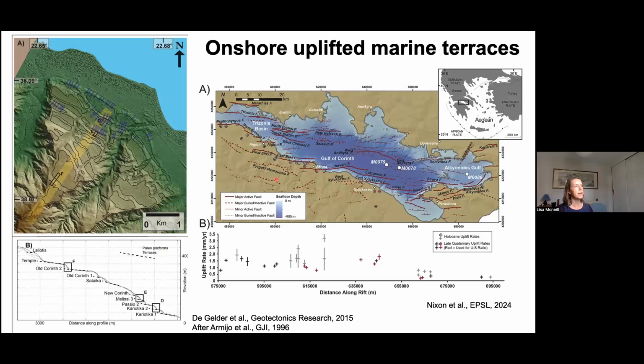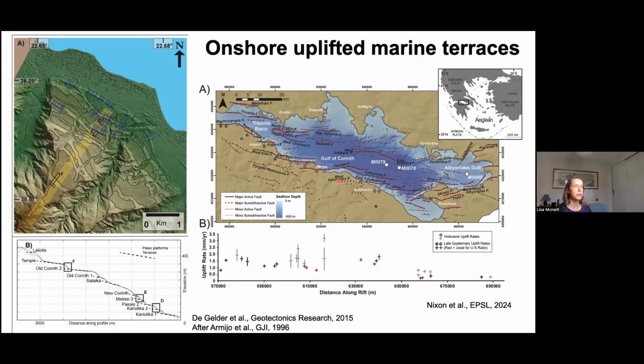So here and elsewhere, these dots that you can see all represent where marine terraces have been uplifted and either independently dated, or dated by a mixture of dating and correlation with the sea level curve. We've been able to get uplift rates for a number of faults, which you can see on this plot from a paper by Casey Nixon that was published recently. So we've got a lot of this information, particularly on the southern shore of the rift.